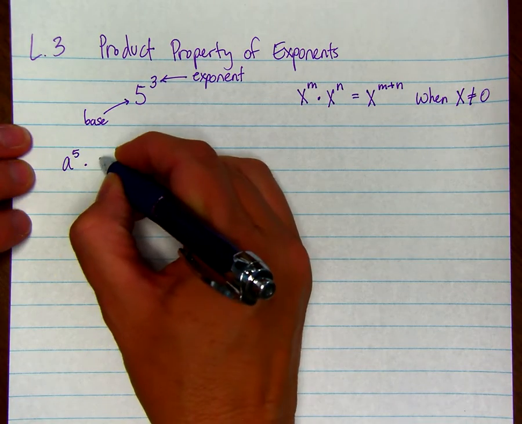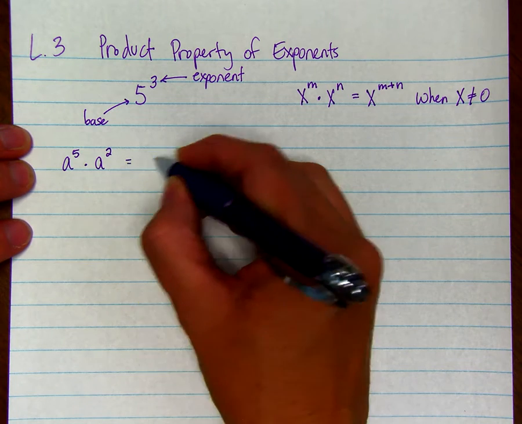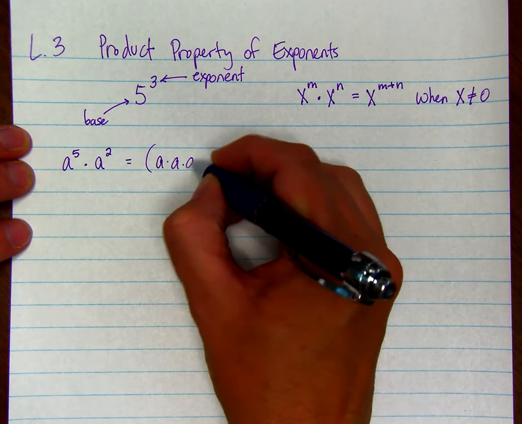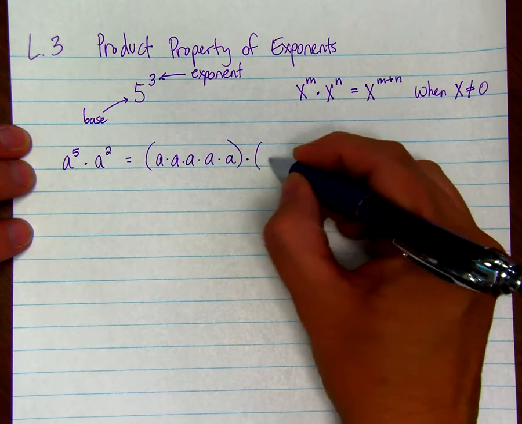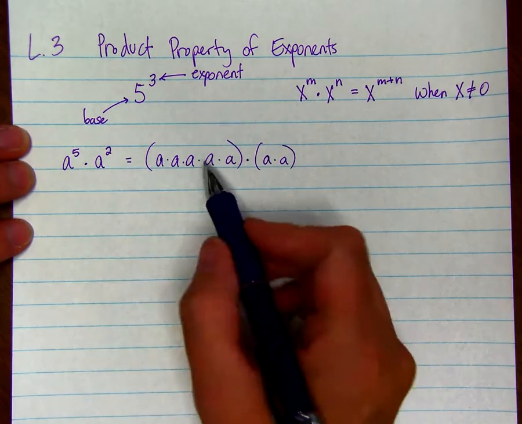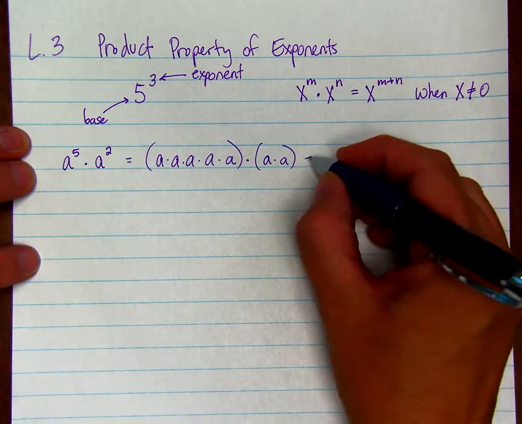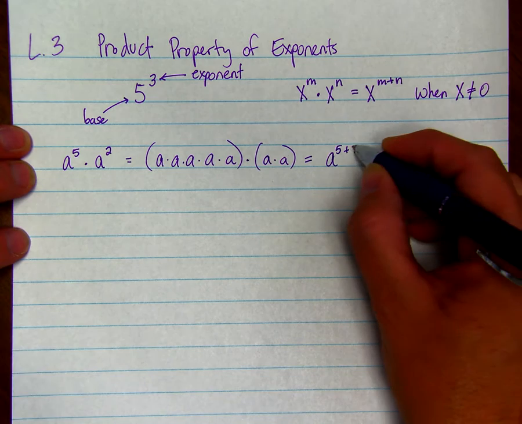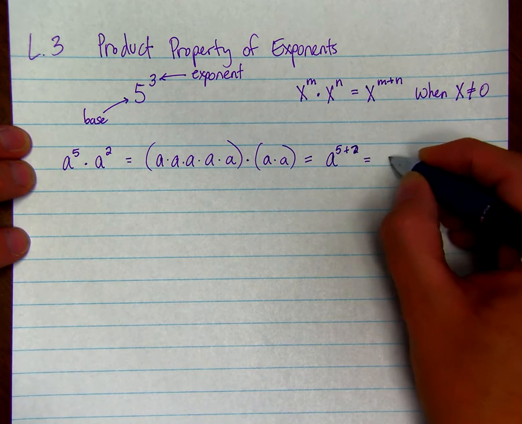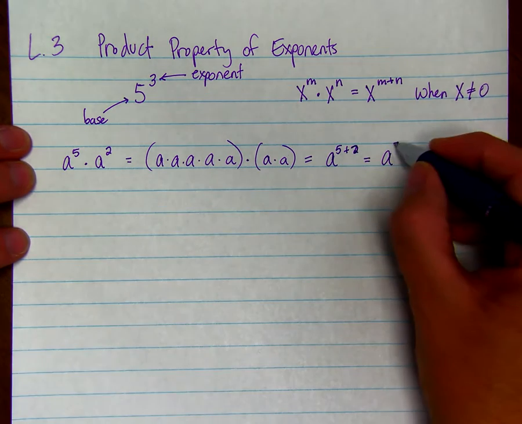If we have a to the 5th times a squared, that's equal to a times a times a times a times a. So that's a to the 5th, and then we have a squared. Since they're all multiplied together, it's the same as a to the 5 plus 2, or just a to the 7th.